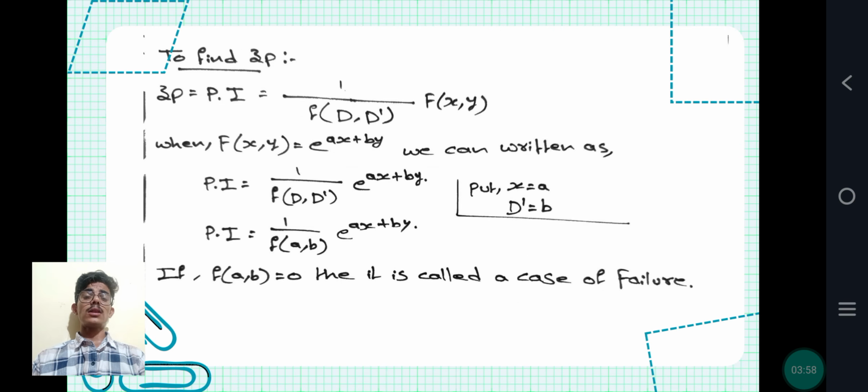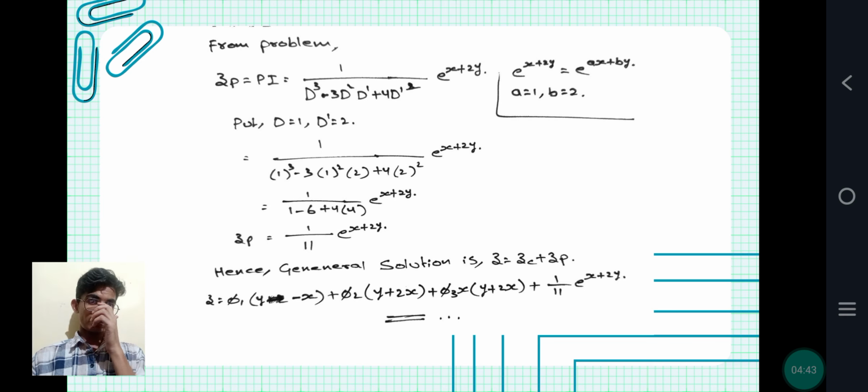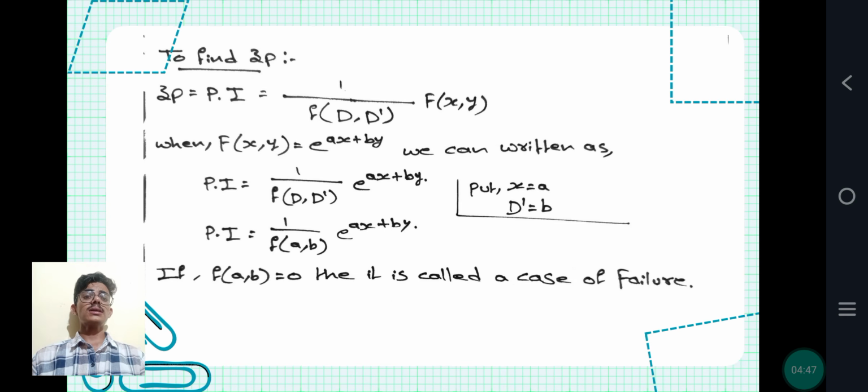Now we want to find the zp value. zp = PI = 1/f(D, D′) f(x, y). When f(x, y) = e^(ax+by), the above equation can be written as PI = 1/f(D, D′) e^(ax+by). Here put D = a, D′ = b. Then PI = 1/f(a, b) e^(ax+by). If f(a, b) = 0, then it is called a case of failure. In our problem we don't have a case of failure, so we directly solve using this equation.